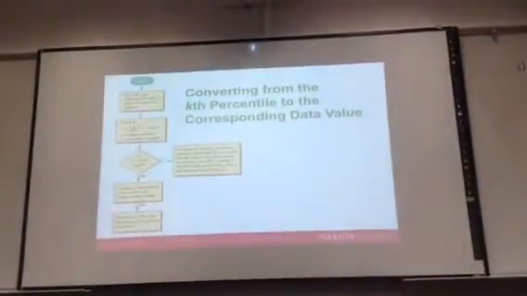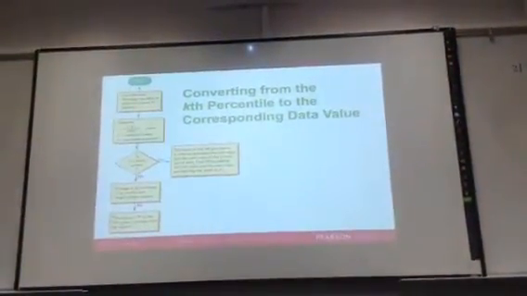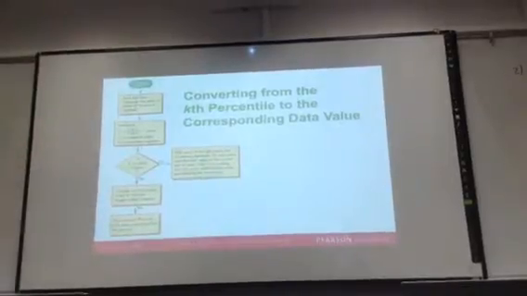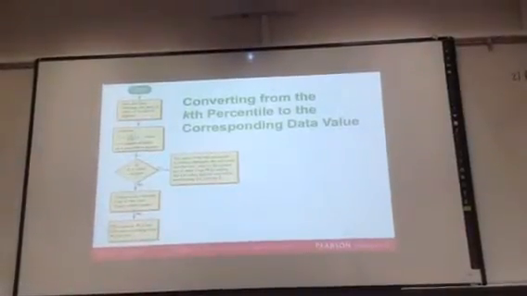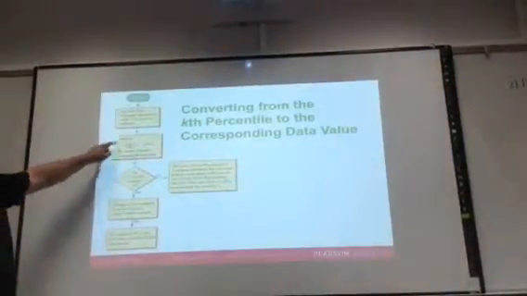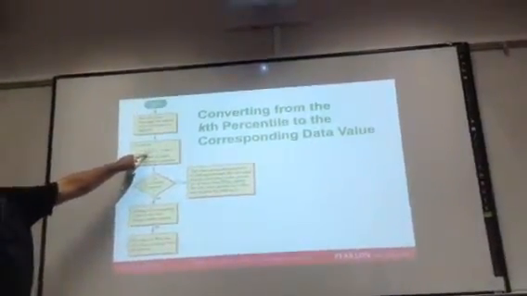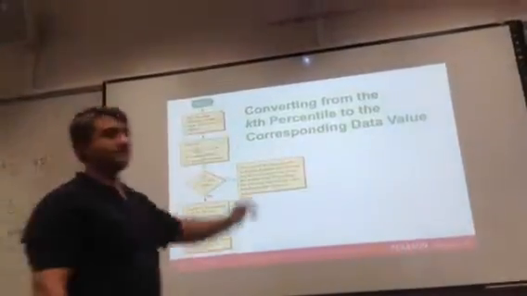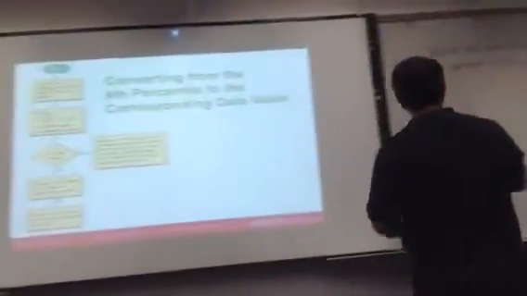Hopefully. Okay, so first thing we're going to do is what? Sort the data. Is it sorted? Yes. Arrange the data in order from lowest to highest. Now compute L equals K over 100 times N. So let's compute. I'm doing it for the 20th first.